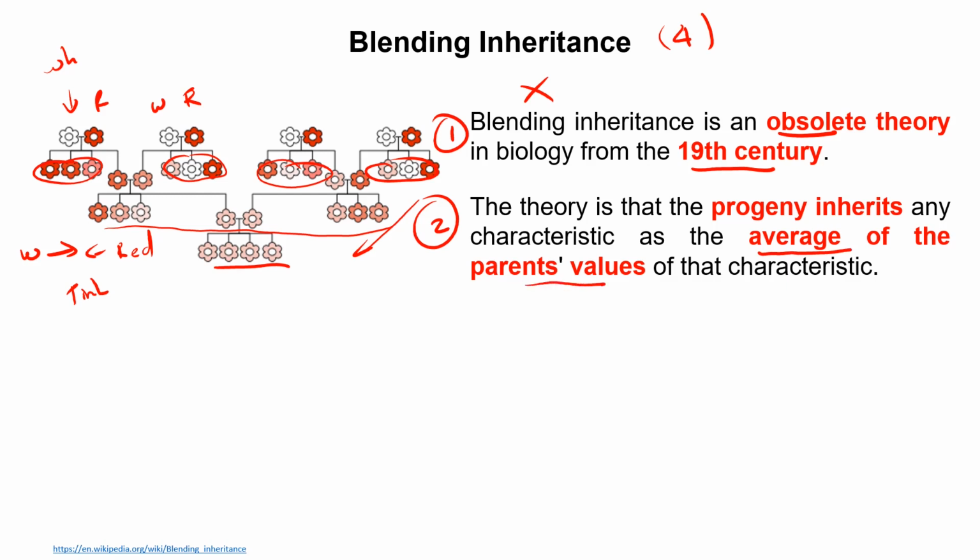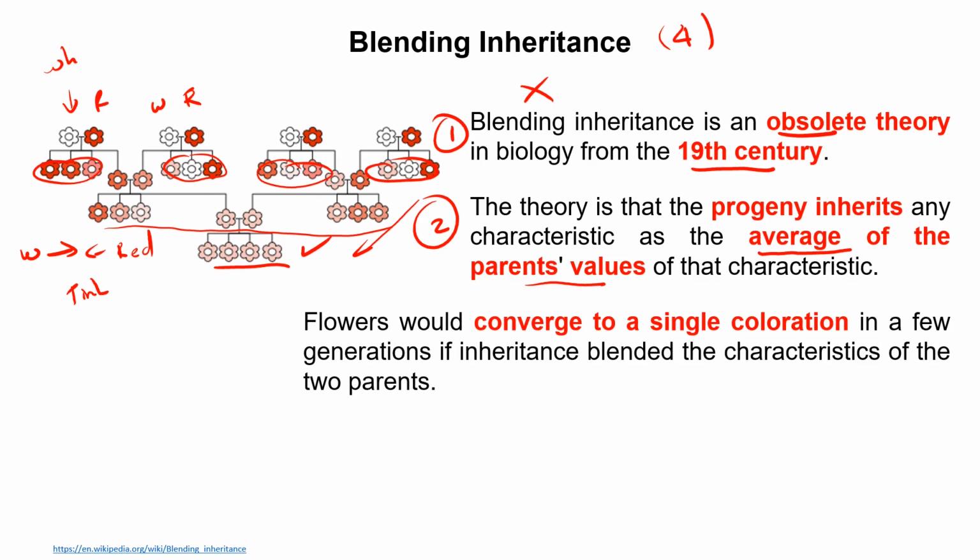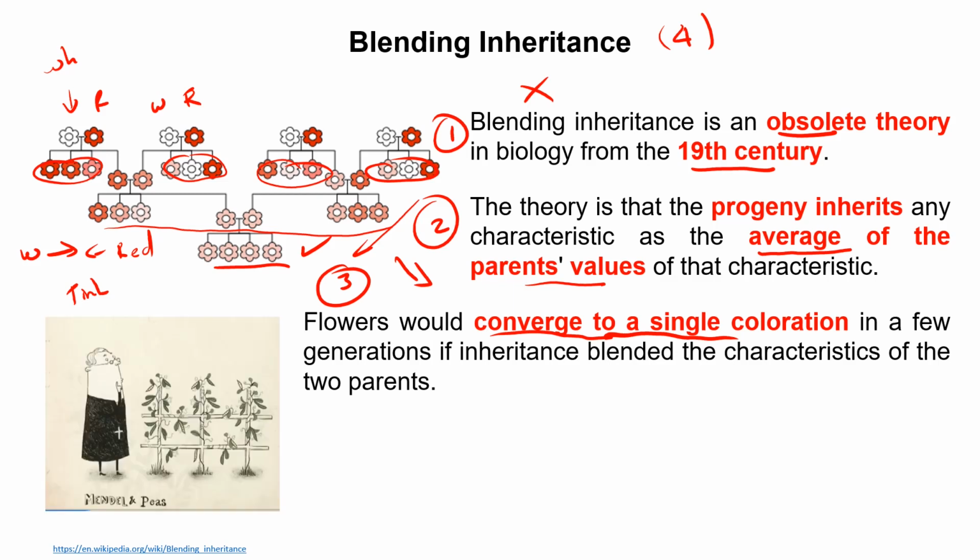So from red and white, the average will be, in this case, pink. And the third thing that I want you to remember from this schematic is that all the traits will converge into a single coloration. So in a few generations, everything will be the same. And this has huge implications, and we will discuss why in the future slides.